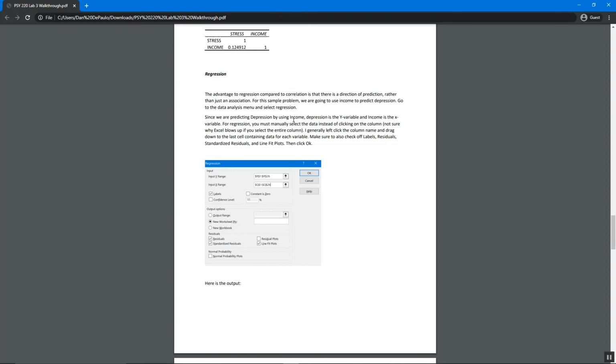There's a lot of different variables that can predict depression other than income. And if I keep adding variables, I get a better model, I get a better prediction. So could I do that? Of course. I could run what's called multiple regression, where I have many predictors and I have one dependent variable.